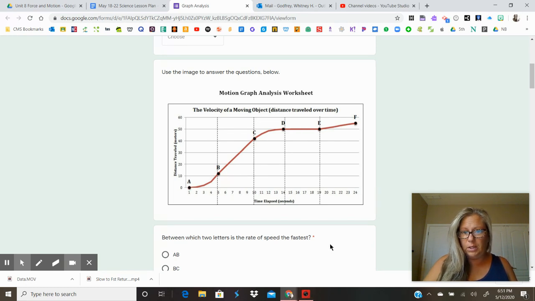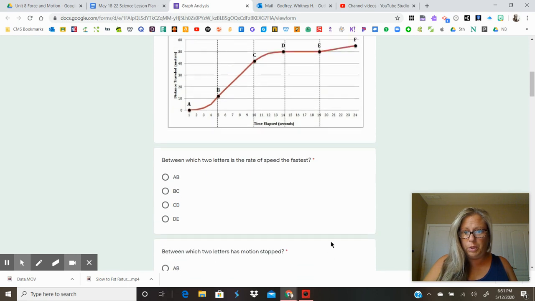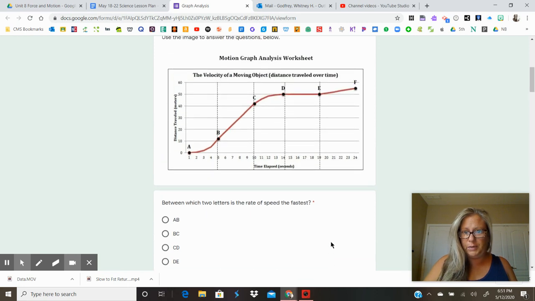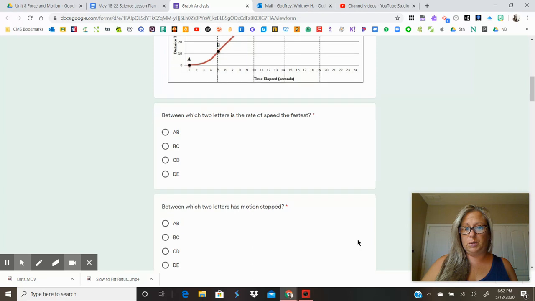All right, so let's look at the first question. Between which two letters is the rate of speed the fastest? Remember, you're looking for the steepest diagonal. And I don't think that's a steep diagonal. This is flat. This and this are not the steepest. Can you find the steepest diagonal? I know that you can. All right, let's go to the next one.